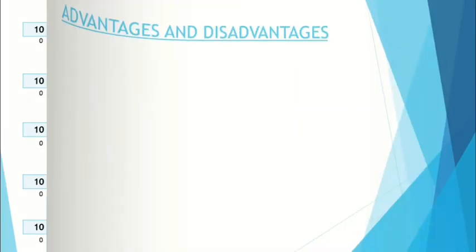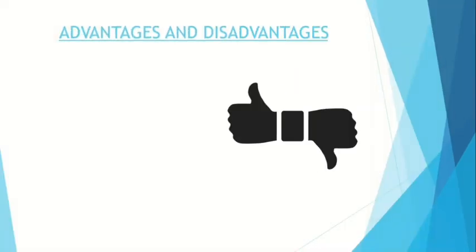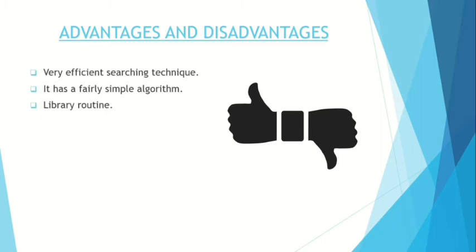Now, let's talk about some advantages and disadvantages of binary search. Advantages: it is a very efficient searching technique. Compared to linear search, binary search is much faster. It has a fairly simple algorithm and is well known and often implemented for you as a library routine.